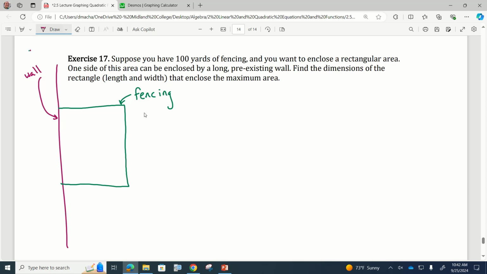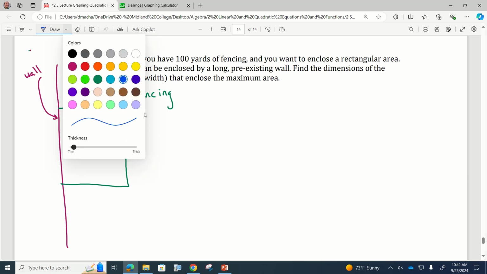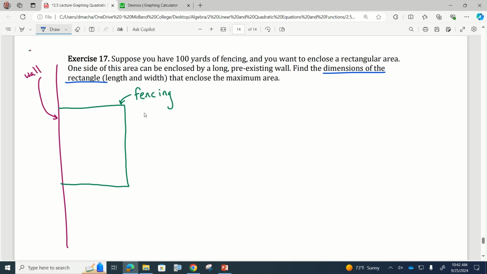But now we're going to find the dimensions of this rectangle, which means I'm going to find the length of the rectangle, the width of the rectangle. I may want to find the area of the rectangle that encloses the maximum area. So I want to make the biggest pen possible for my cows or my pigs or my goats or whatever, using only 100 yards of fencing.